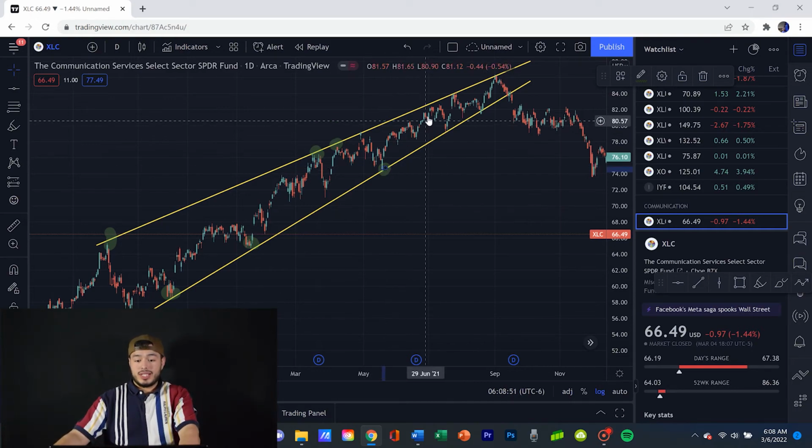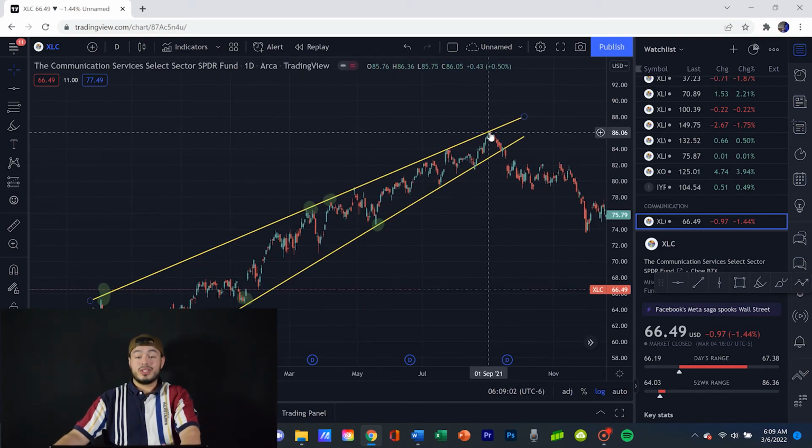Would have sold when it hit the top, which technically didn't hit there. You'd see it hit all the way up here. That's one trade. You buy the trend line, sell up here. That's two trades. Buy right here. Probably would have bought more right there. Sold up here. That's three trades.